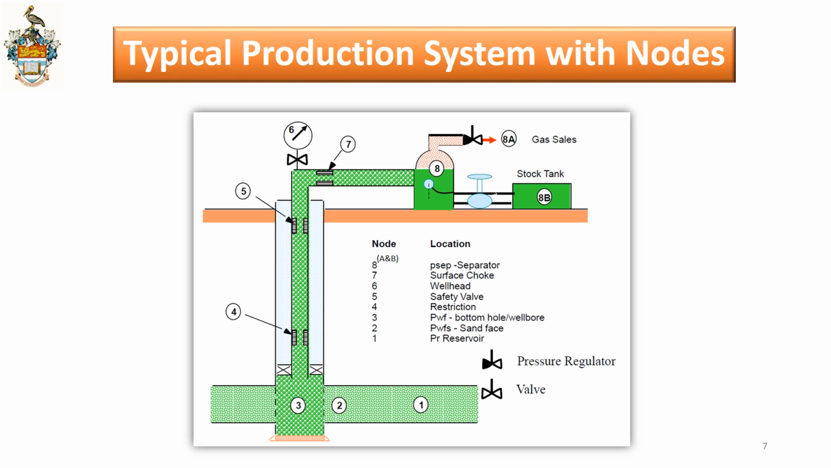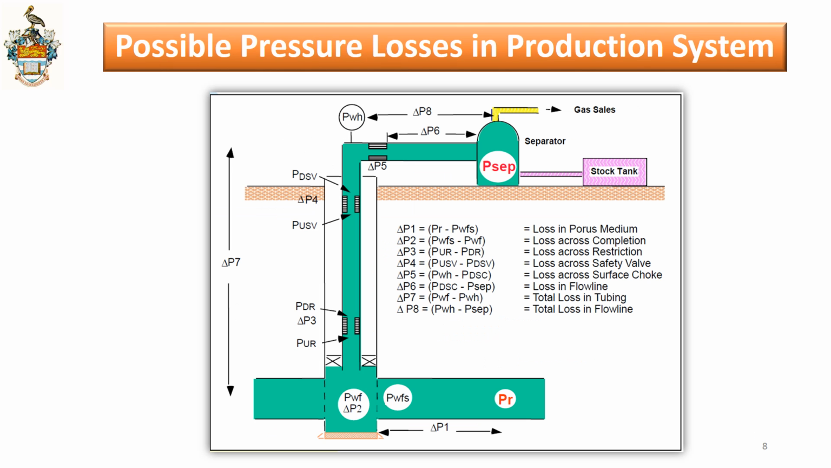Up on the surface, number 7 would be your choke. Number 8 would be within your separator and the back pressure on your separator, and whether there's an opportunity to lower that, and what impact it will have on your overall system. And then 8B would be your stock tank. Some of the losses are indicated in the diagram there.